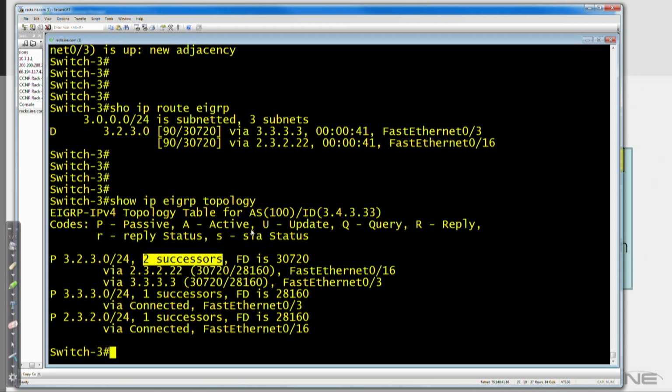Now, next thing I'm going to do, oh, and by the way, as you can see here, this is the reported distance. So each one of those other devices, when they calculate their distance, this is what their distance is to that directly connected segment that they share.